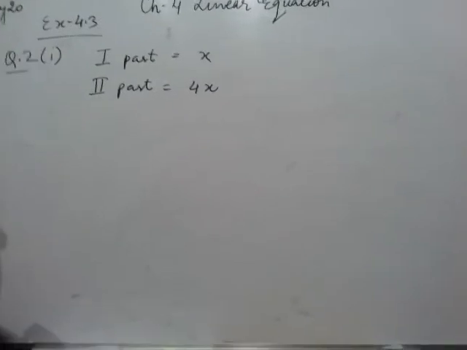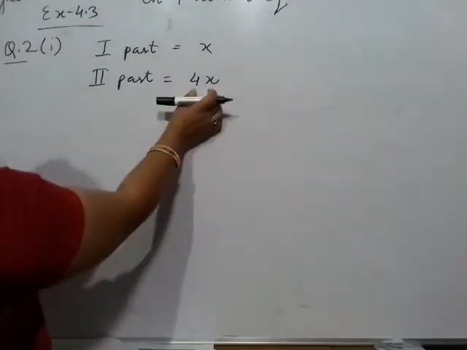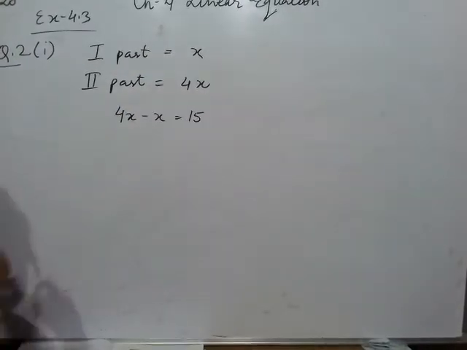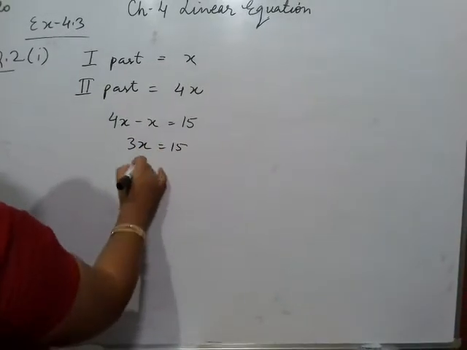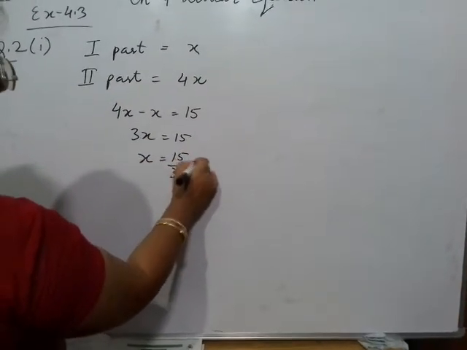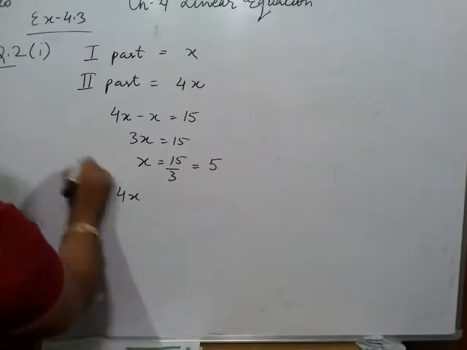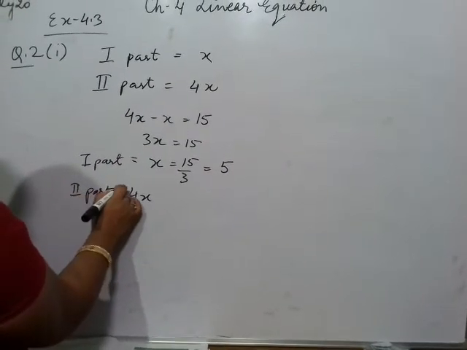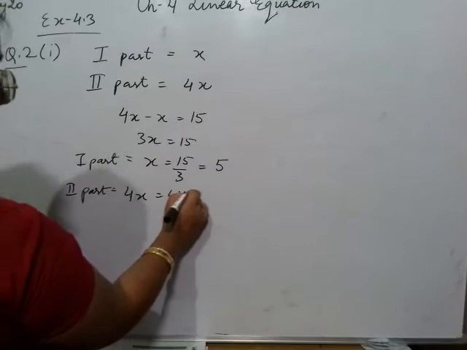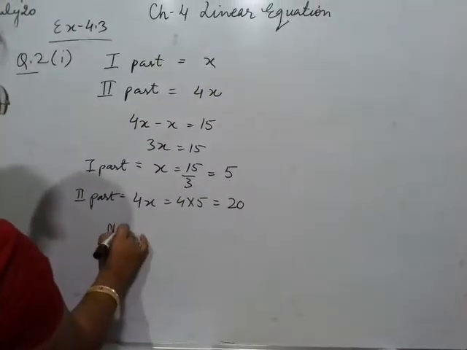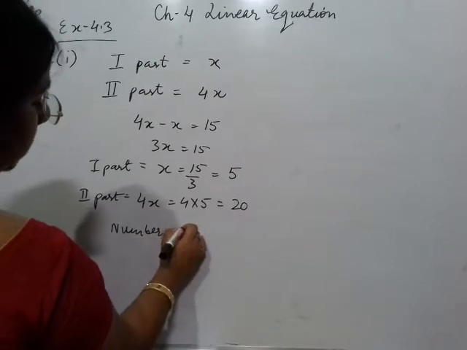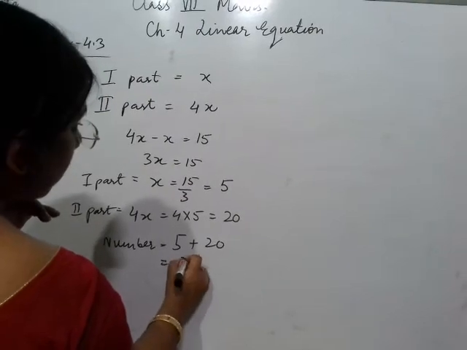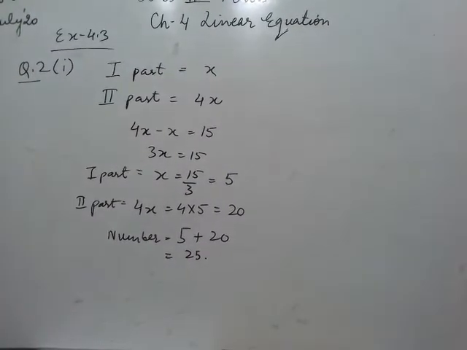Okay. The difference between the 2 parts is 15. Obviously 4x is bigger. So 4x minus x is 15. Clear? So 3x is equal to 15. x is equal to 15 by 3, that is 5. So 4x. This is your first part. Second part will be 4x. 4 into 5, that is 20. The number will be first part plus second part. That is how much? 25. So the number formed is 25.